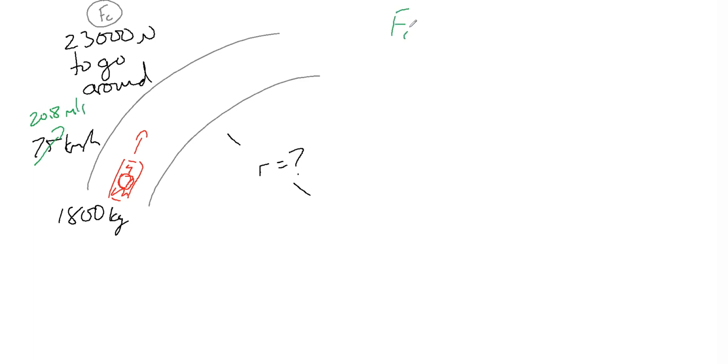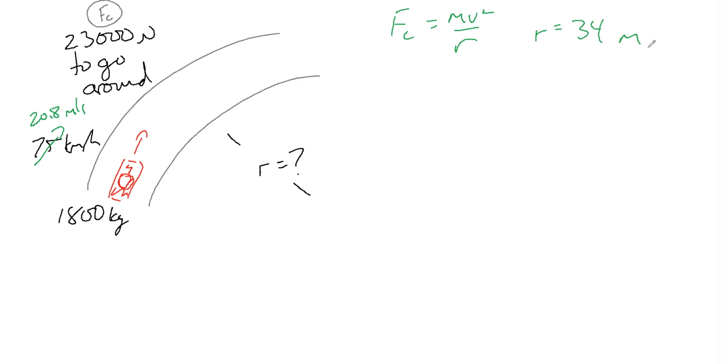So of course, FC is mv squared over r. The only thing I don't have is the radius. I've got the FC, the m, the v squared. So I'm just going to solve for the radius. And it looks like it's around, well, let's round up, we'll say it's around 34 meter radius. Okay, so the radius of the path would be about 34 meters.